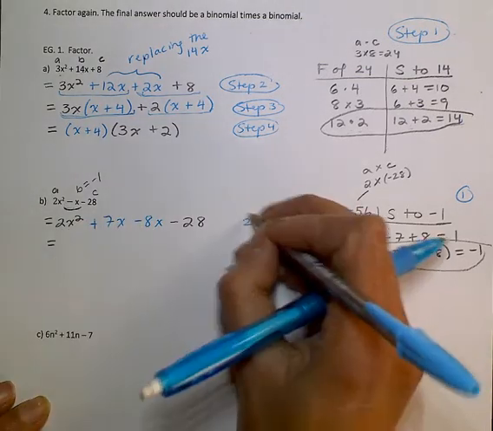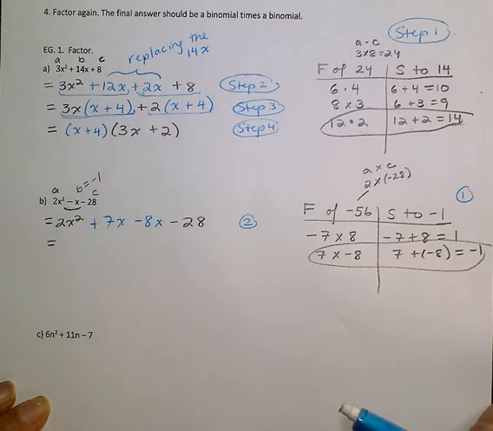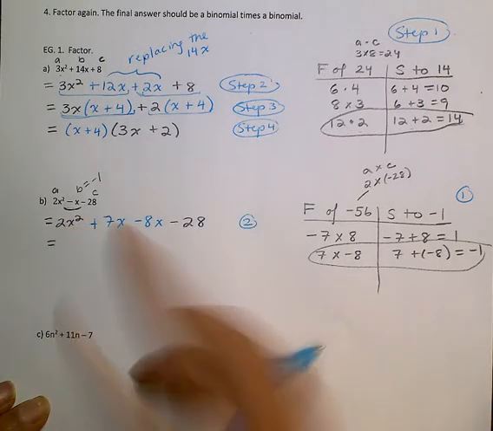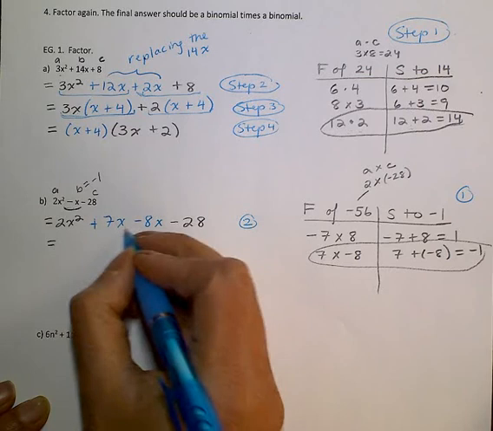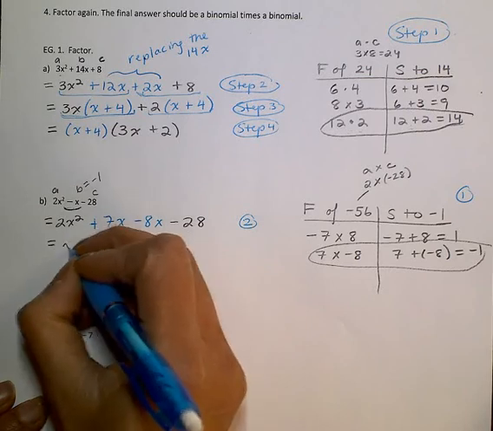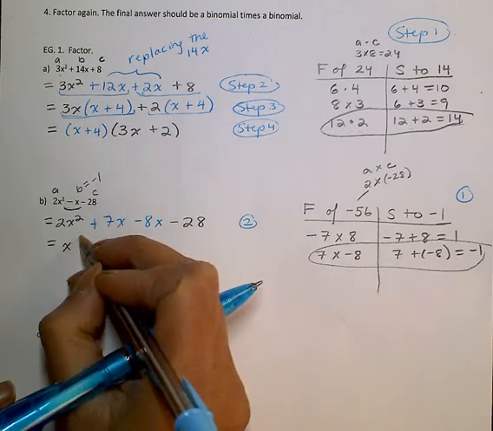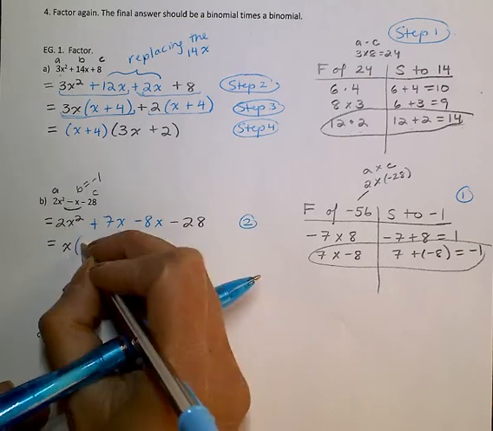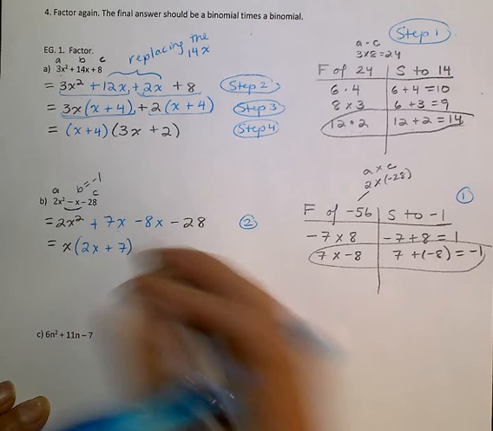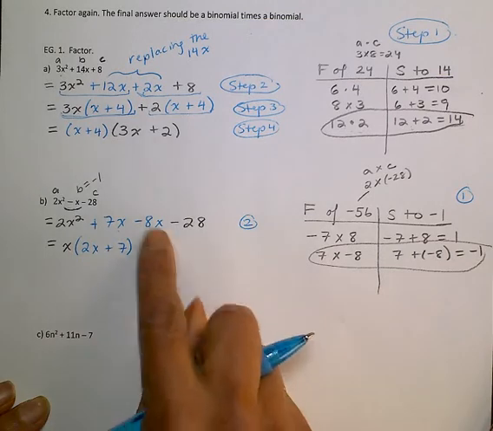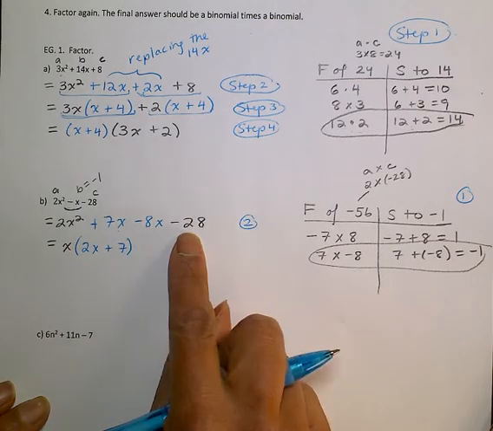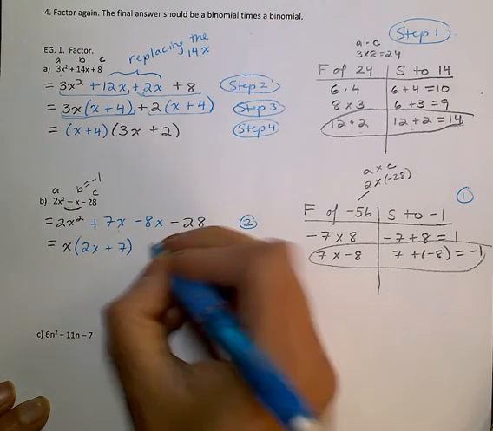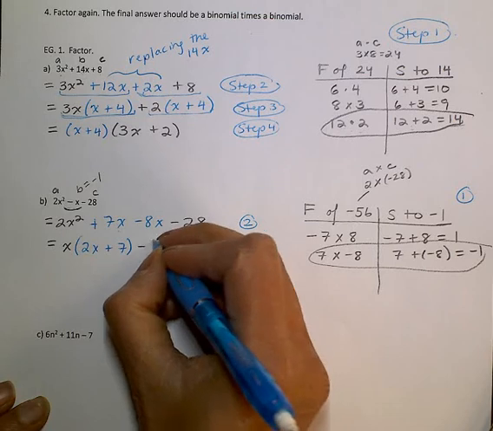Step 3, we common factor twice. So 2x squared plus 7x needs to be common factored. What's common is an x. When I divide each of these terms by x, I'm left with a 2x plus 7. When I common factor with my next two terms, the negative 8x minus 28, I'm going to pull out a negative 4. That's my greatest common factor. Remember, we've got to pull out the greatest common factor.